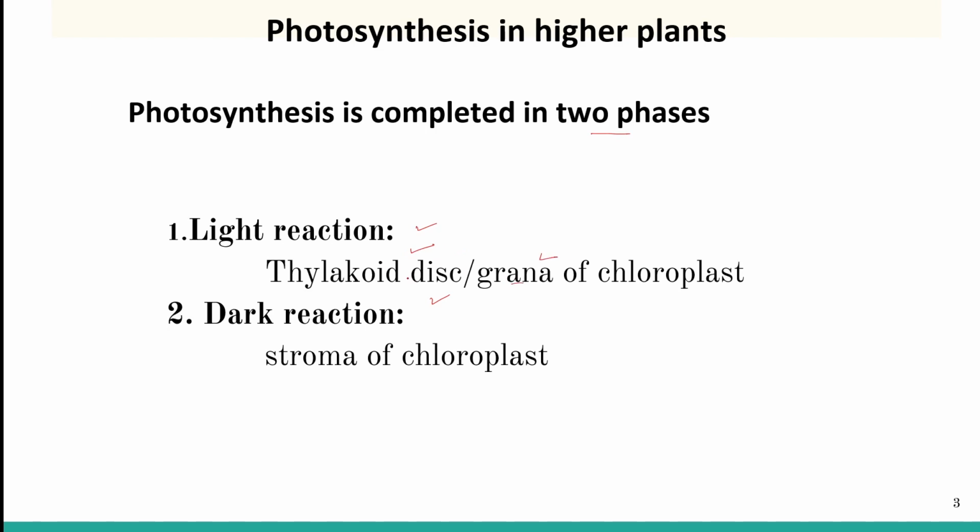Grana is made up of stacks of thylakoids. So either we can say thylakoid disc. And why are we saying thylakoid disc? Because thylakoids are disc shaped. That's why thylakoid disc. Or we can say stacks of thylakoid, which is nothing but grana. And the dark reaction takes place in the stroma of the chloroplast. Stroma, I've already told you, is the fluid present in the chloroplast.